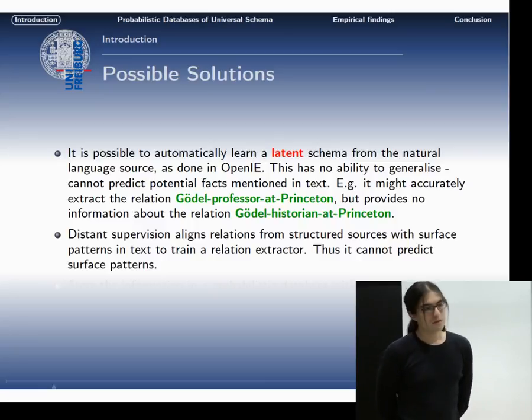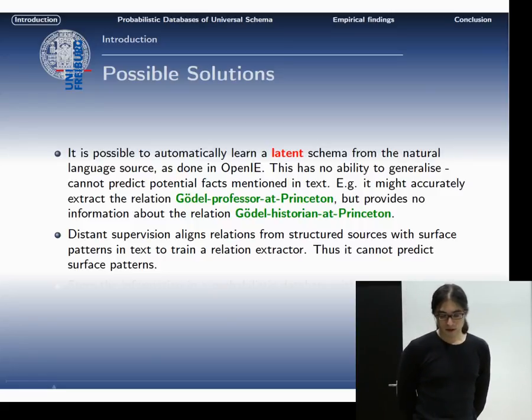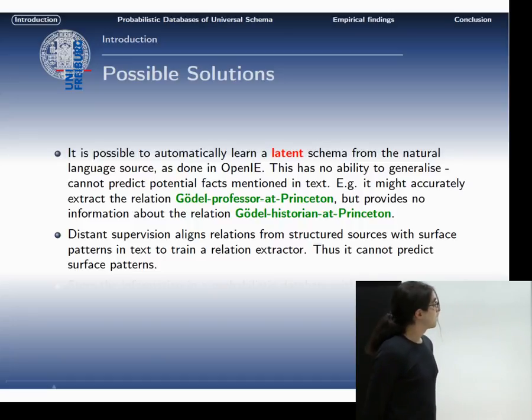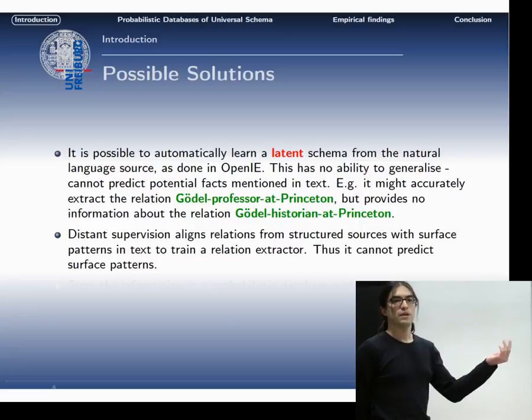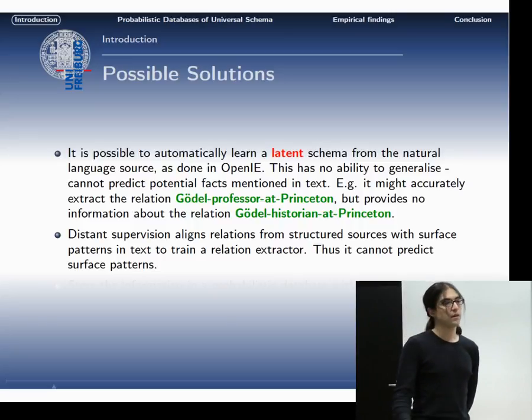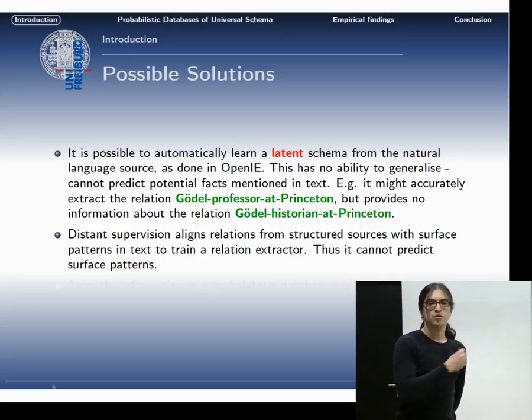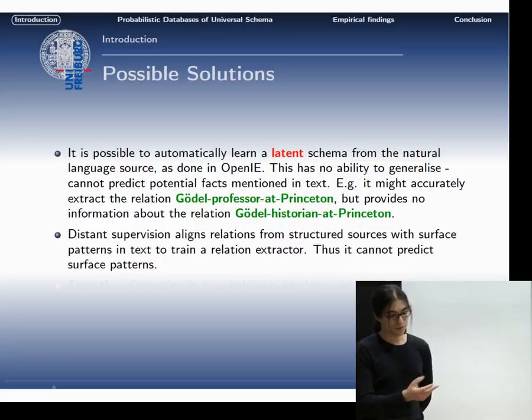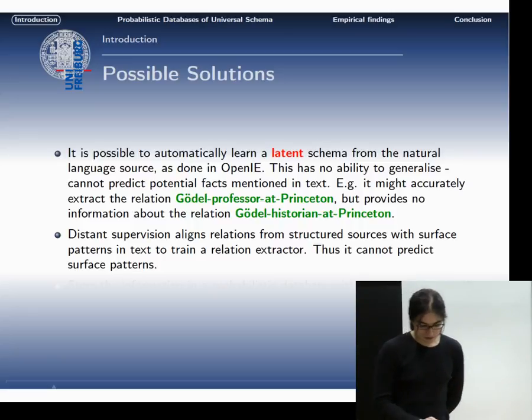There is also distant supervision, as we have just seen in the previous talk, which is based on aligning relations from a structured source like Freebase with the surface patterns, with the mentions of the relations themselves in textual data. The limitation in this is that it cannot predict these surface patterns, it cannot predict these mentions in text, so it is in a sense also a partial solution.